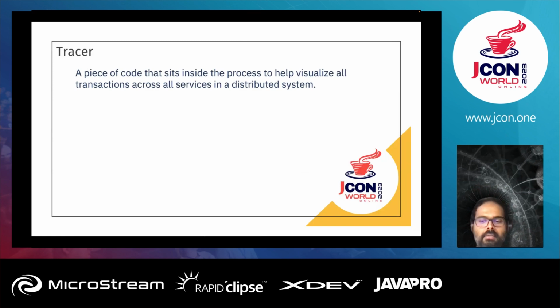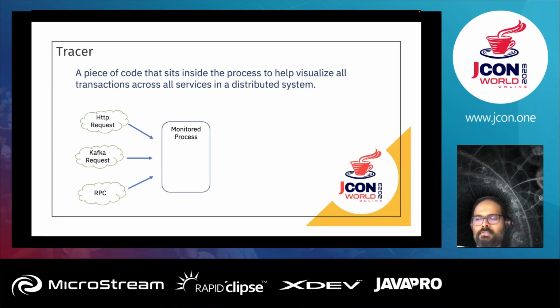So now let's understand what a tracer is. Now we have a distributed system, and every request coming into the system is a transaction. When a transaction starts and ends, you need to get the complete flow of it. And how do you get the complete flow of it? That happens with the help of a tracer. A tracer is nothing but a piece of code which sits inside the process. So you have an application process running in your system.